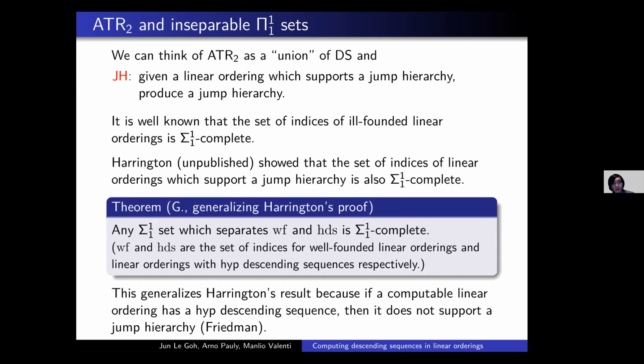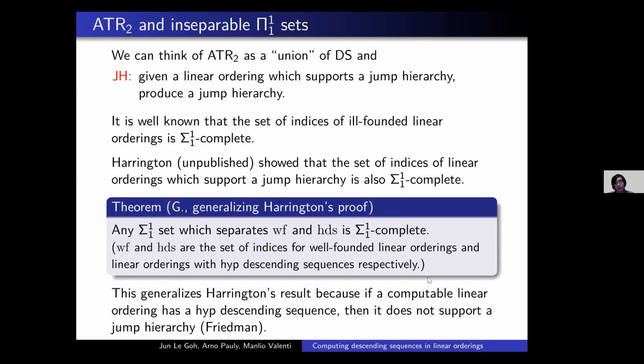Okay, so let me just quickly mention that this generalizes Harrington's result because you can look at the Σ¹₁ set of indices of linear orderings which support a jump hierarchy. That obviously contains WF because every well-ordering supports a jump hierarchy, and it is disjoint from HDS. That's a result of Friedman. So Friedman showed that if you have a hyperarithmetic descending sequence, then you do not support a jump hierarchy.